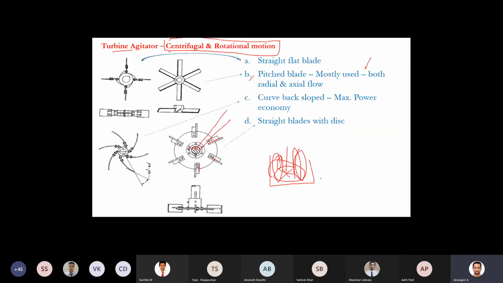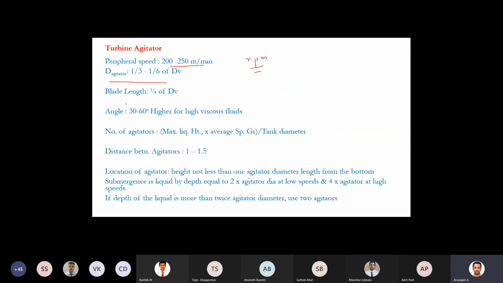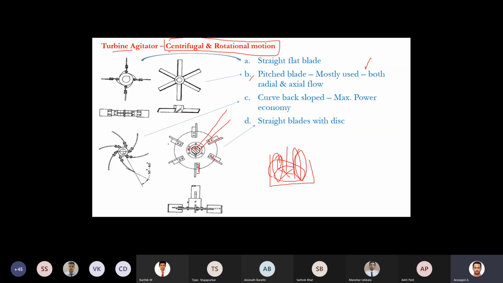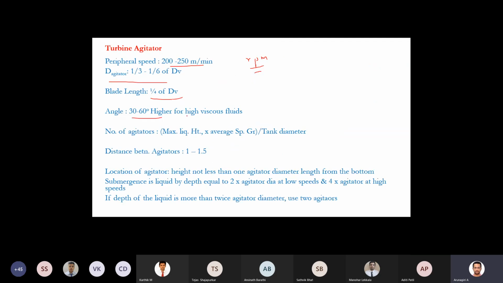Apart from that, there is the angle. Sometimes you will not keep the blade straight; you can keep it at different angles whenever you are going for highly viscous fluids. The angle should be 30 to 60 degrees.